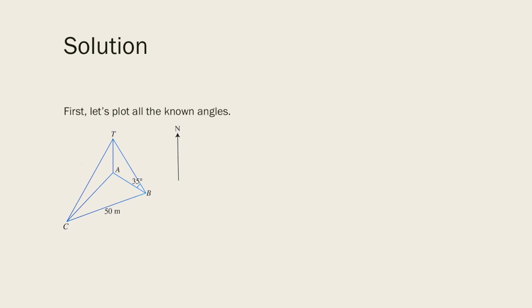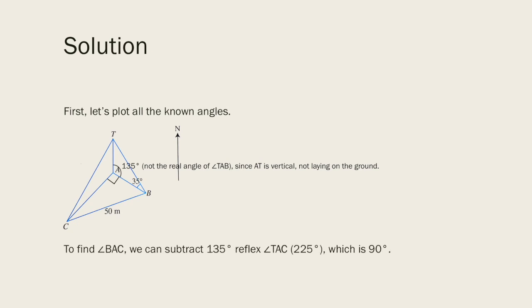So first, we are going to plot all the known angles. We know that the bearing of B from A is 135 degrees, so this angle is definitely 135 degrees. We also know that the bearing of C from A is 225 degrees, so it means we can find the angle BAC. We can subtract 135 from the total angle, which is 225 degrees, and we'll get 90 degrees. We also know that CAT and BAT are both 90 degrees because CA and AB are points on ground and AT is a vertical line.